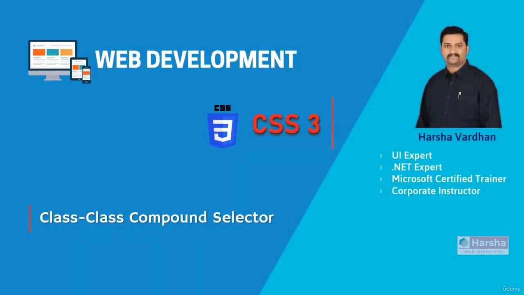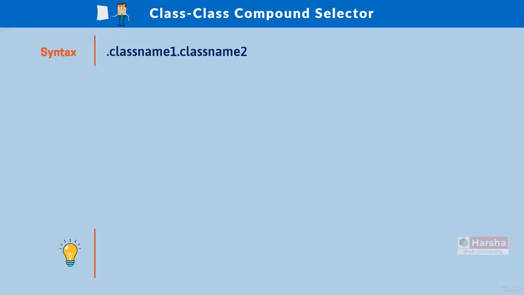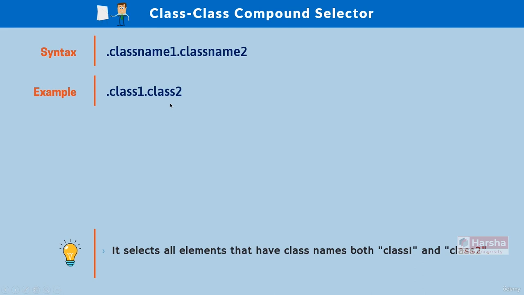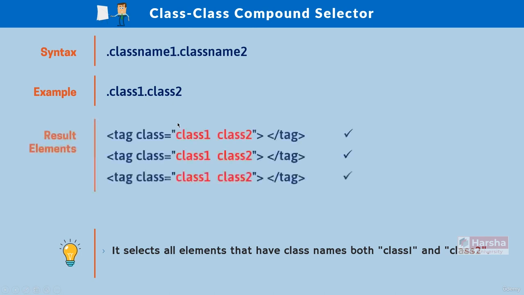Now we are trying to learn the class compound selector, meaning you are writing dot class name and again dot another class name without any space. In this case, it selects the element that has both class names. For example, we have written .class1.class2, that is without space. So in this case, this selector selects all the tags that have both mentioned classes.